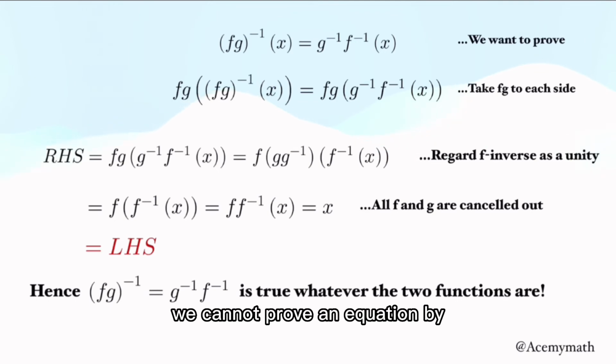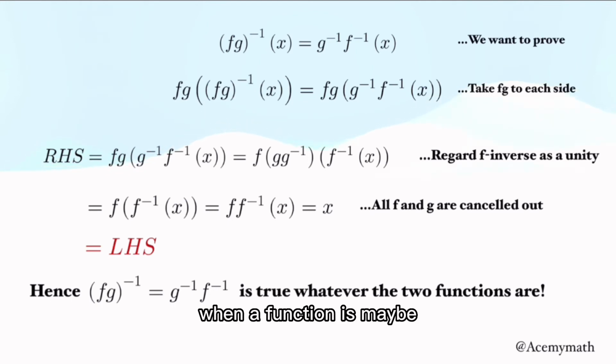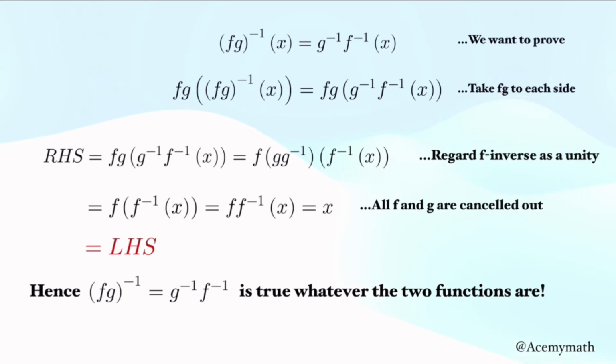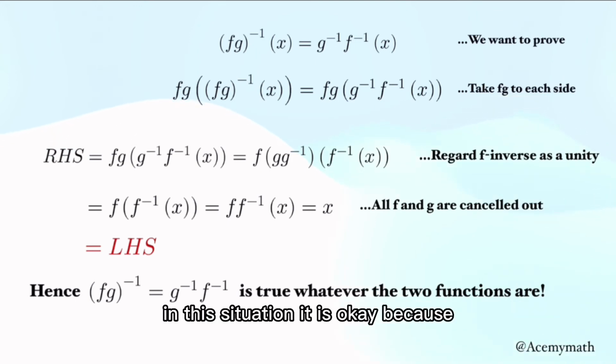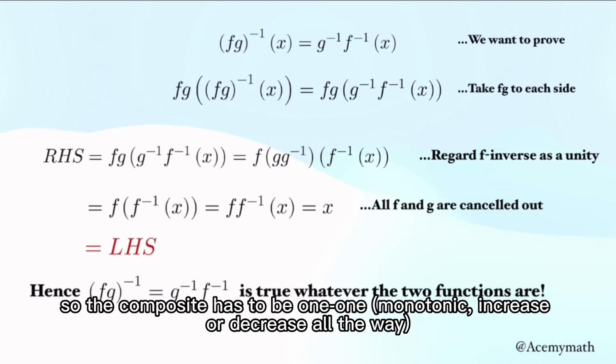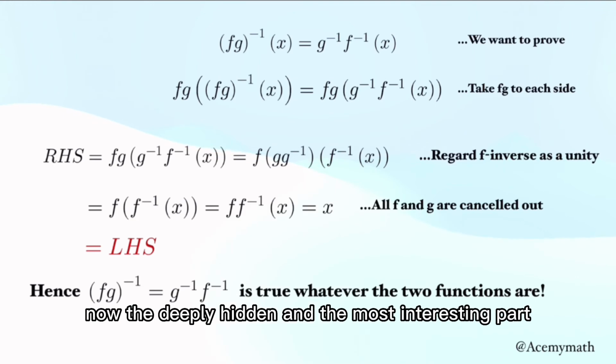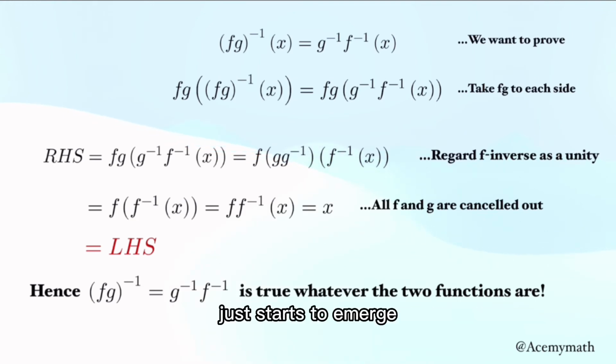We cannot prove an equation by taking an arbitrary function to both sides, when the function is maybe a one-to-many mapping. In this situation, it is okay because both of the two functions are one-to-one, so the composite has to be one-to-one. Now, the deeply hidden and the most interesting part just starts to emerge.